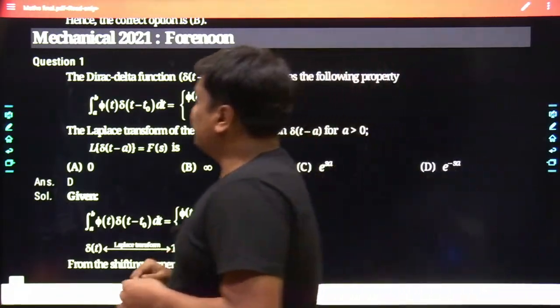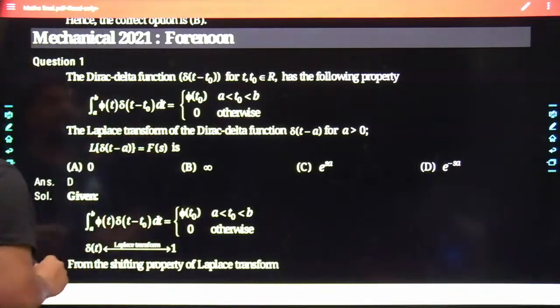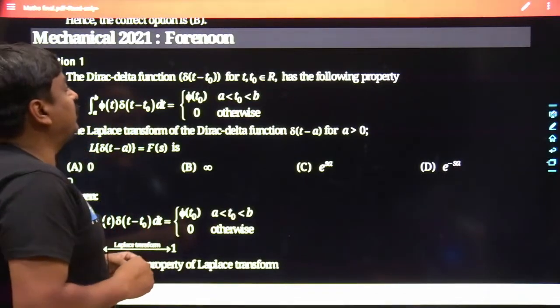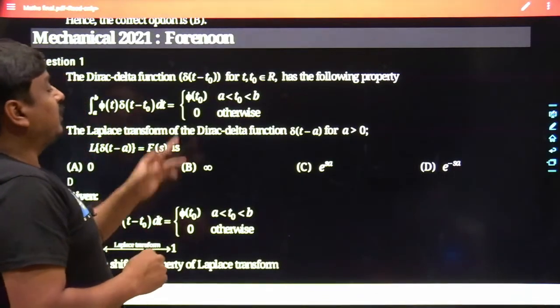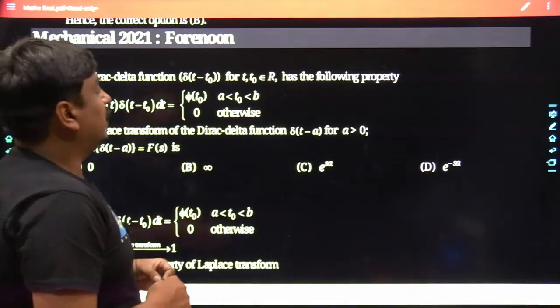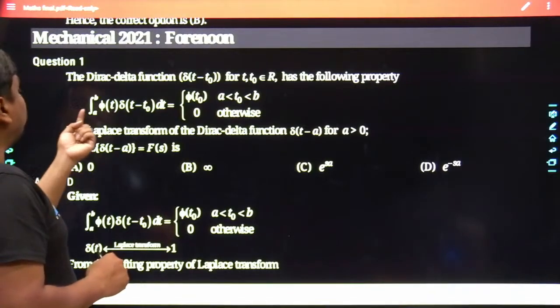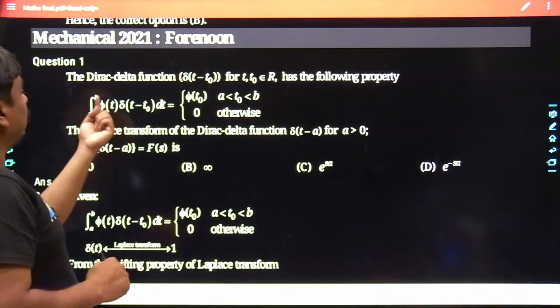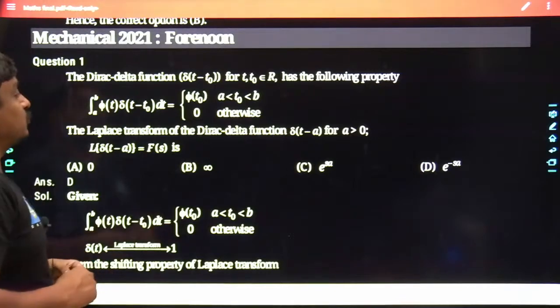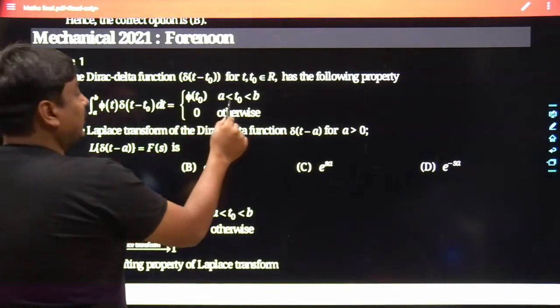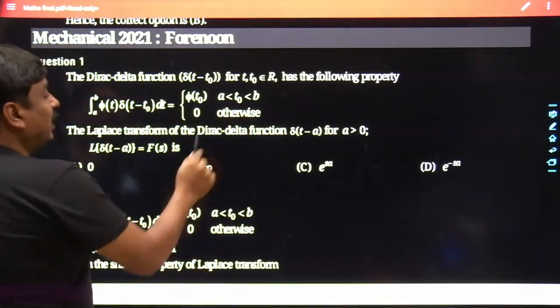Let me read what the problem states. The Dirac delta function delta of (t minus t naught), for t naught belonging to all real numbers, has the following property: the integration from a to b of phi of t times delta of (t minus t naught) dt is equal to phi of t naught when t naught is in between a comma b, otherwise 0.